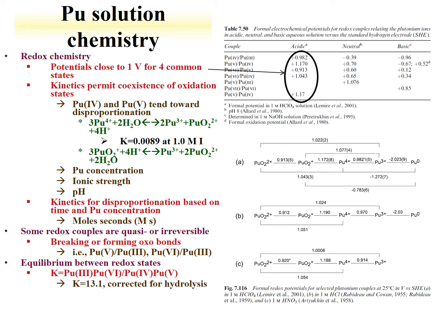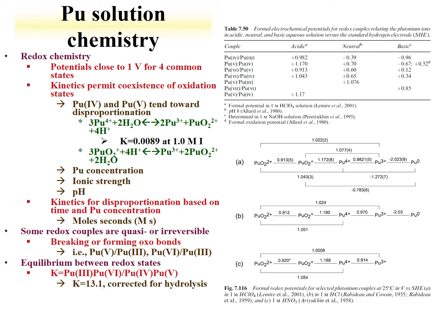Now there are some trends. For instance, plutonium 4 and 5 will tend towards disproportionation, and here's an example of the 4 in the presence of water going to the 3 and the 6 with some proton given off. So if you wanted to prevent this disproportionation, you could have lower plutonium concentrations, since 3 plutonium-4s are needed, or higher acids that would, from Le Chatelier's principle, shift the reaction towards the reactants.